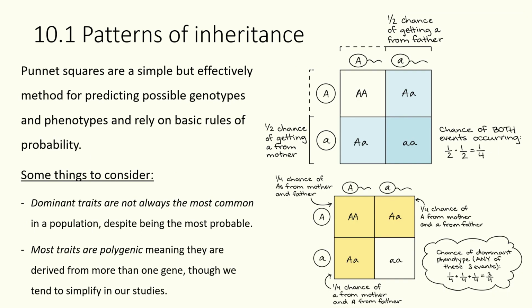Constructing Punnett squares, you should hopefully be familiar with. A couple of things to consider that are often misconceptions when looking at Punnett squares: the dominant trait is not always the most common. I've seen plenty of people fall into the trap of assuming that dominant means most common. It's not the case. And as I mentioned earlier, most traits are polygenic, meaning that they are based on more than one gene. So assume we're dealing with something monogenic in our studies because we do tend to simplify it a little bit.